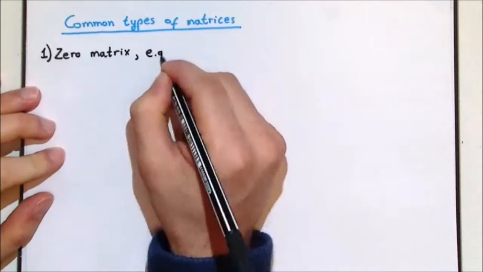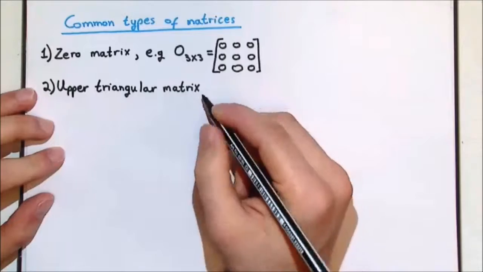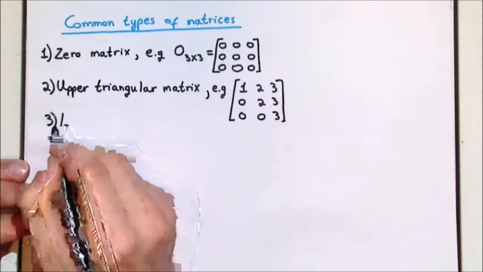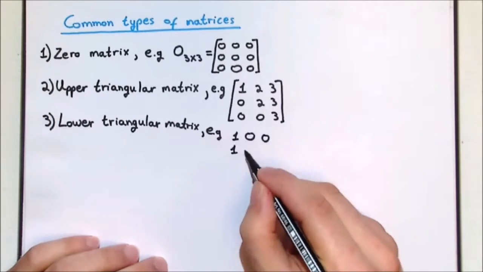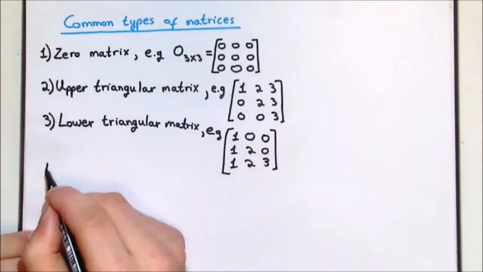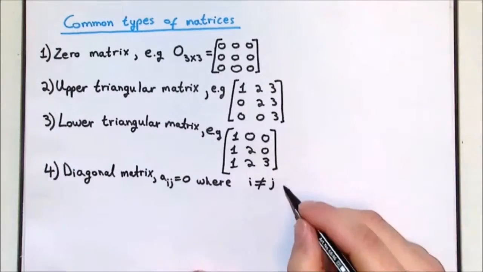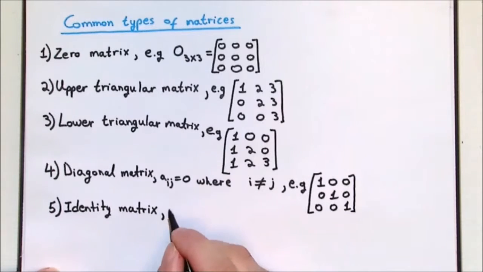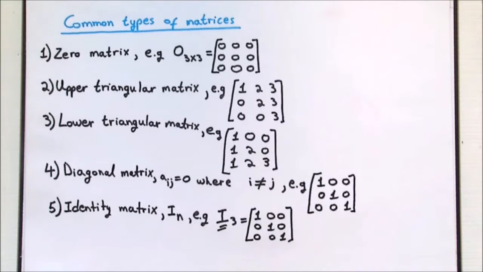The zero matrix, where all the elements are 0. An upper triangular matrix is a matrix where, for i greater than j, Aij is equal to 0. A lower triangular matrix is the other way around, where if i is less than j, Aij is equal to 0. A diagonal matrix has 0 values for all Aij when i is not equal to j. Then there's the identity matrix. So the identity matrix is a diagonal matrix where all the numbers on the diagonal are 1. Exactly. Cool.